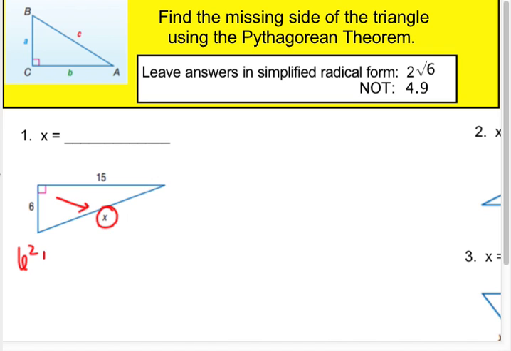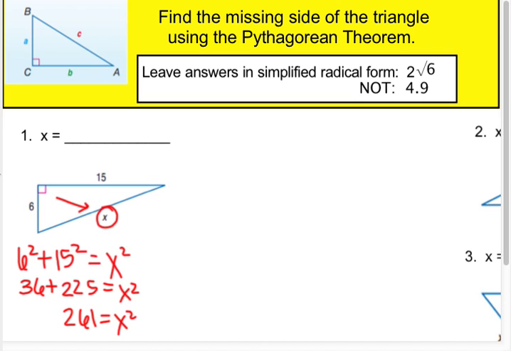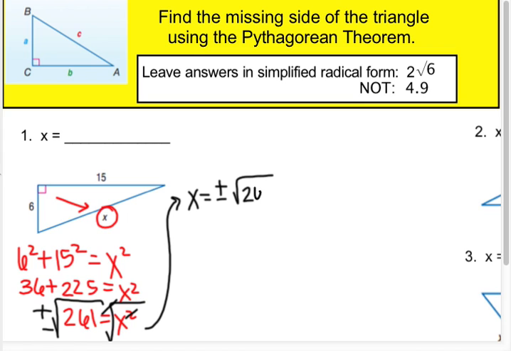So it would be 6 squared plus 15 squared is equal to x squared. Well, this gives me 36 plus 225 is equal to x squared. 36 plus 225 is 261, equal to x squared. Now remembering how to solve this from last trimester, you take the square root on both sides. Remember when you take the square root, you get two answers, plus or minus. So we get x is equal to plus or minus the square root of 261.